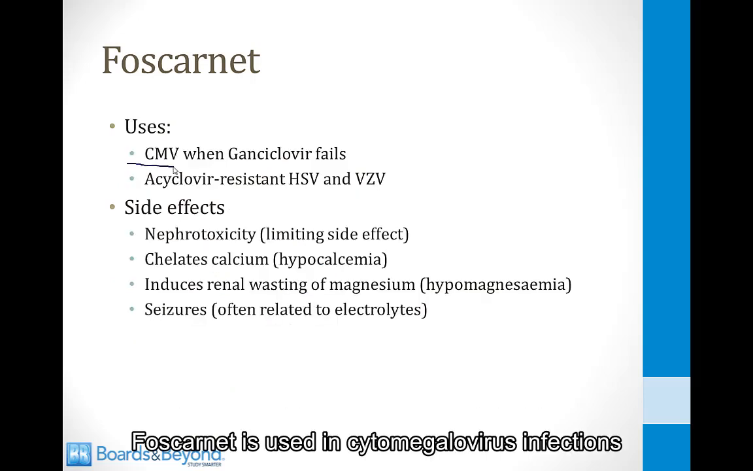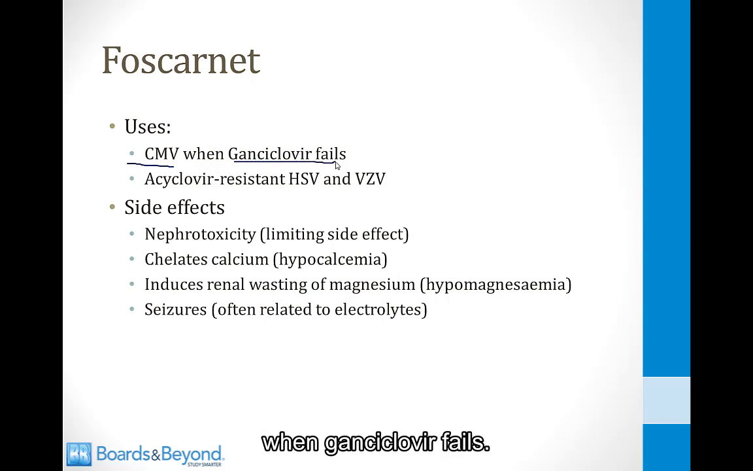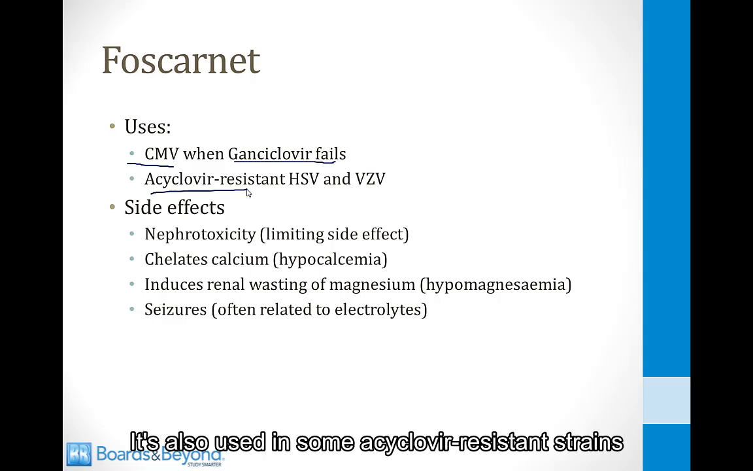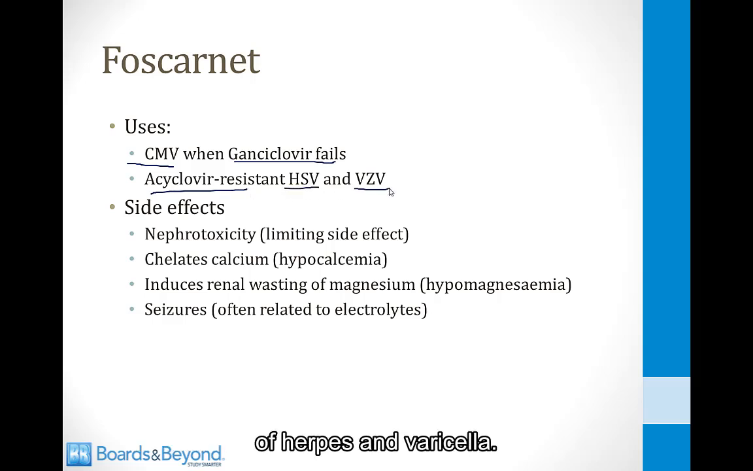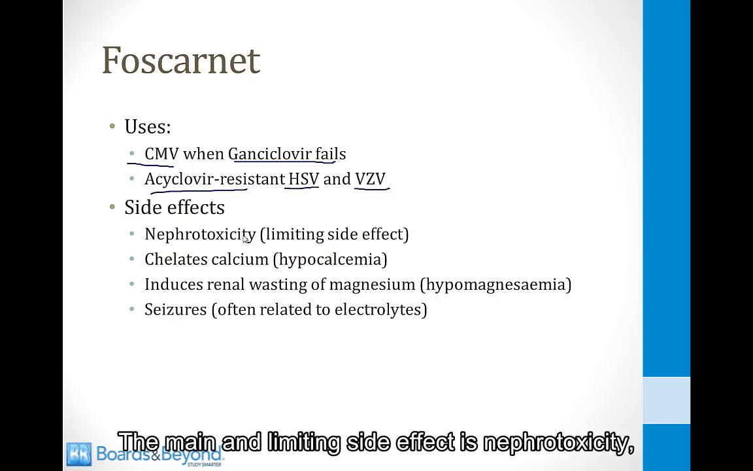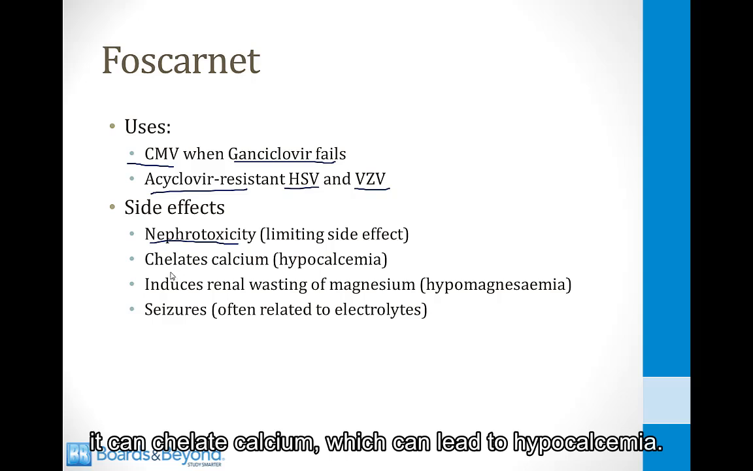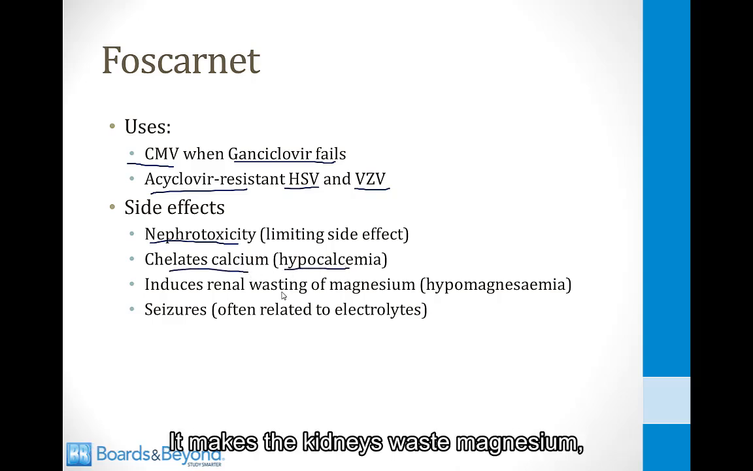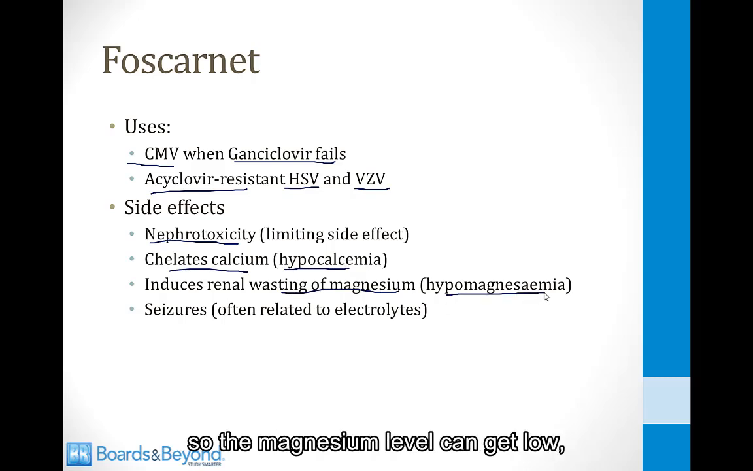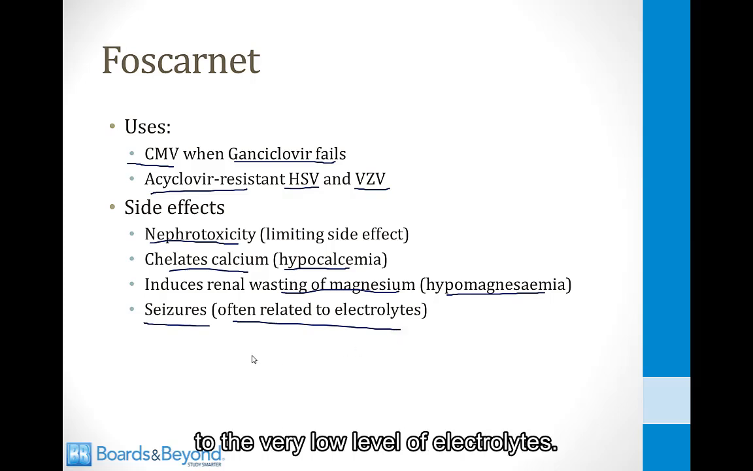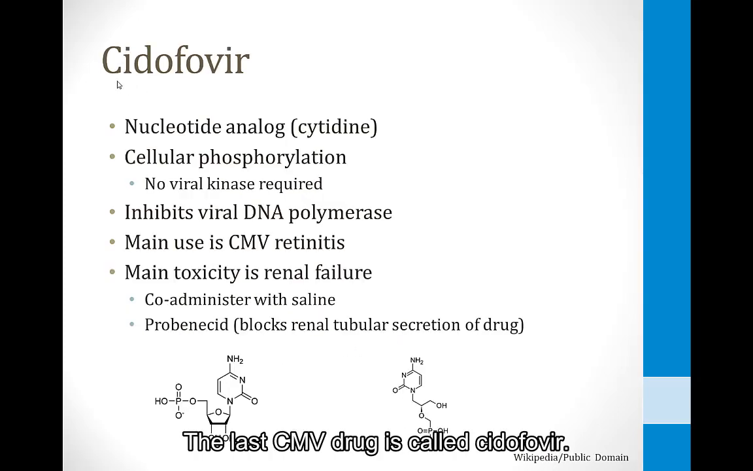Foscarnet is used in cytomegalovirus infections when ganciclovir fails. It's also used in some acyclovir-resistant strains of herpes and varicella. The main and limiting side effect is nephrotoxicity. In addition to causing kidney failure, it can chelate calcium, which can lead to hypocalcemia. It makes the kidneys waste magnesium, so the magnesium level can get low, so electrolyte monitoring is very important in patients on this drug. And it has been shown to cause seizures, and this is sometimes related to the very low level of electrolytes. The last CMV drug is called cidofovir.